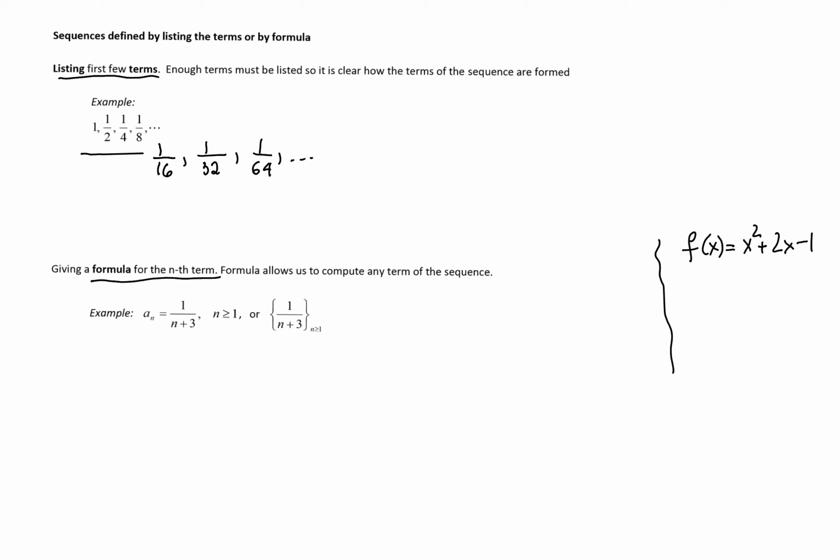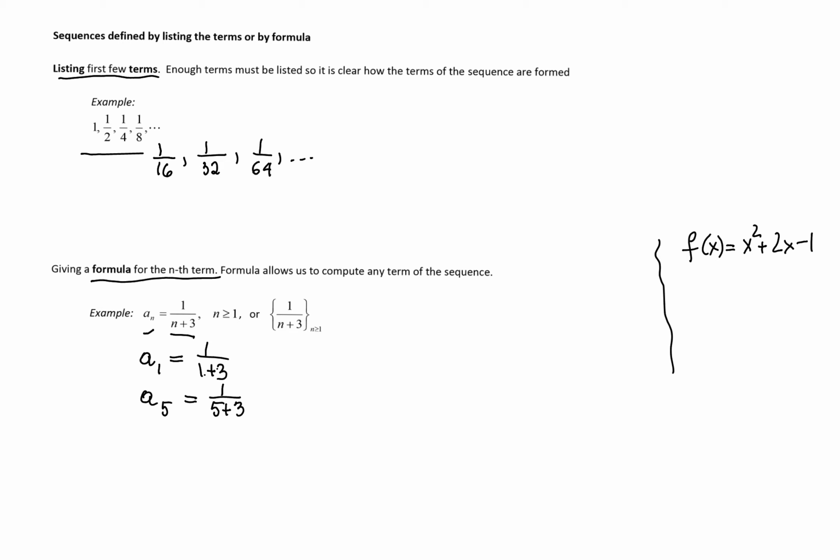We are doing the same with the sequence, only now we have a different notation. a sub n is the value of output that corresponds to the input n. So if I say that a sub n is equal to 1 over n plus 3, I'm defining what value is assigned to the value n. So if n is equal to 1, I would have 1 over 1 plus 3. If I have a sub 5, it means that n is equal to 5. The value assigned to n equal 5 will be 1 over 5 plus 3.